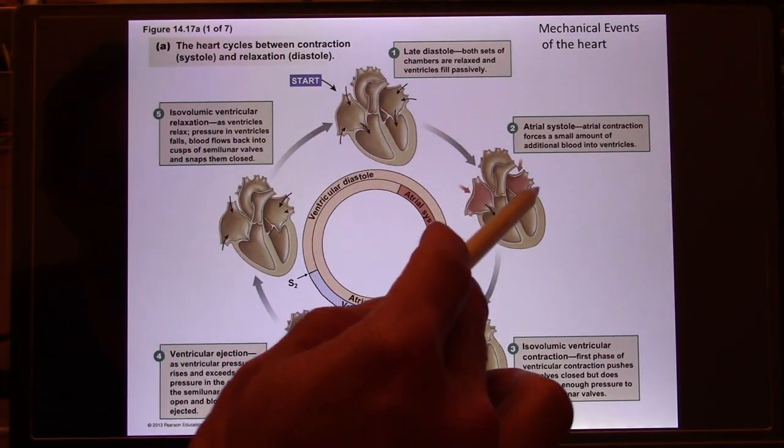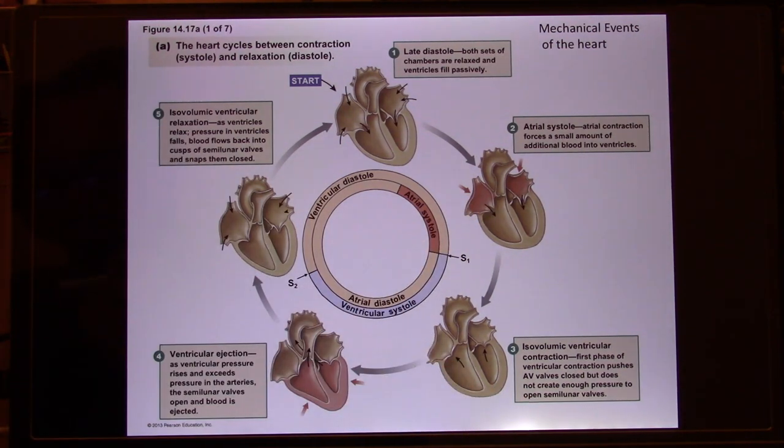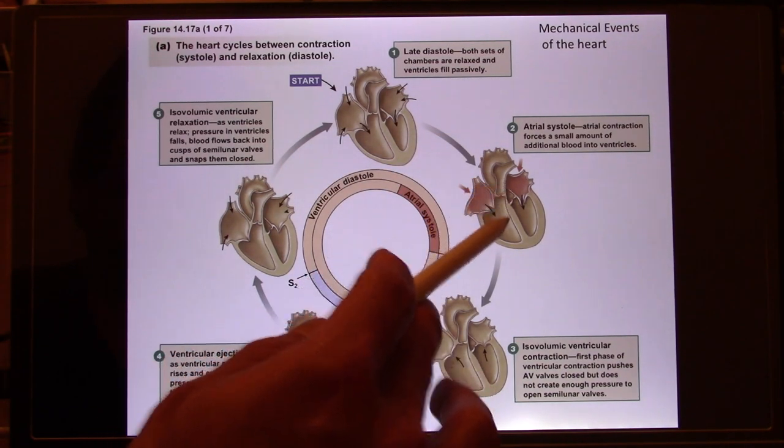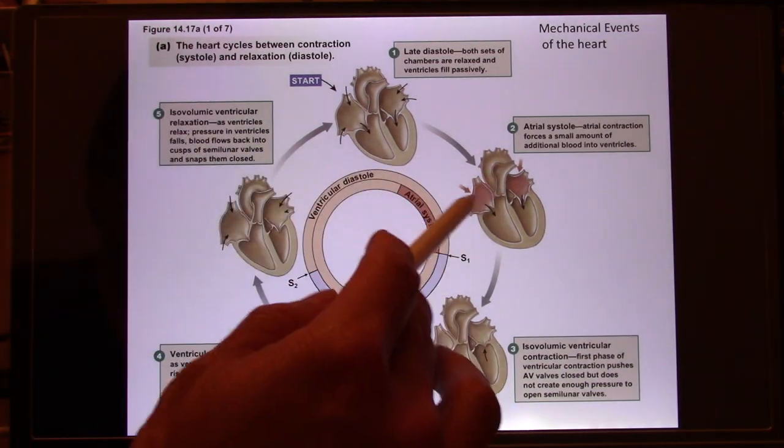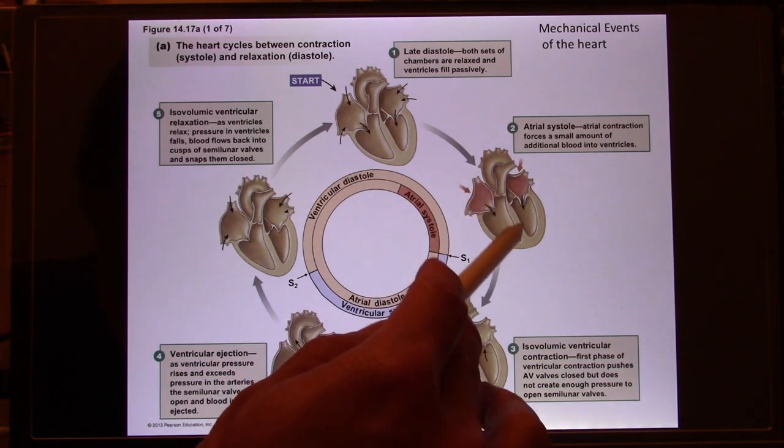Now the two ventricles are full. Because of the AV node delay, when we talk about the electrical events, the atrium and ventricle don't work together. The atrium squeezed the last 20% of blood to the ventricle, now you have two full chambers.